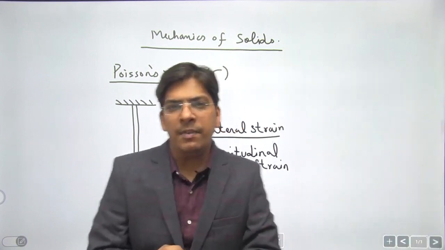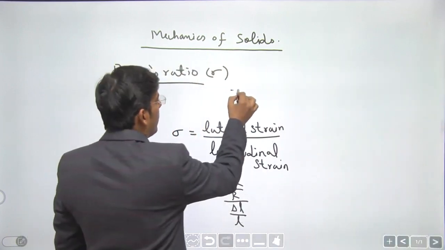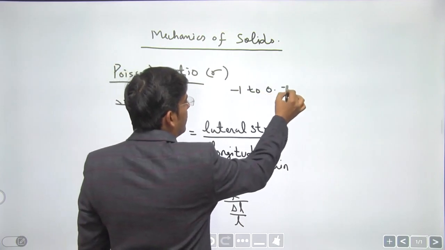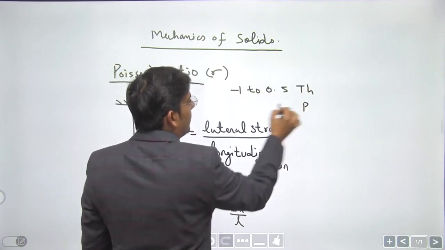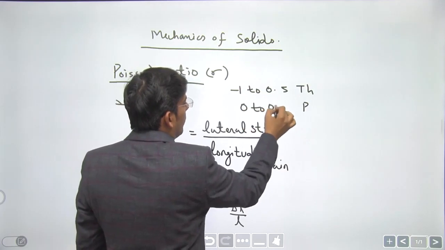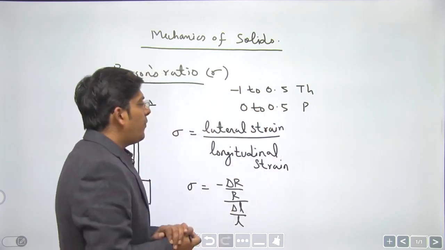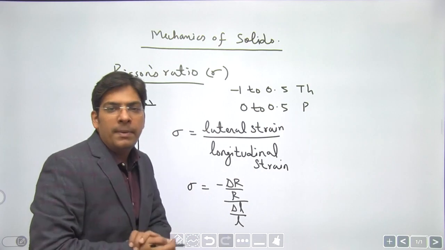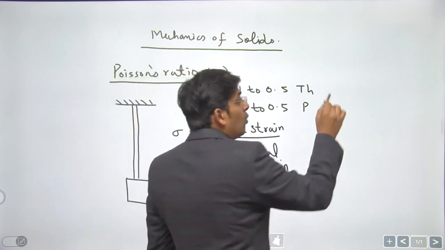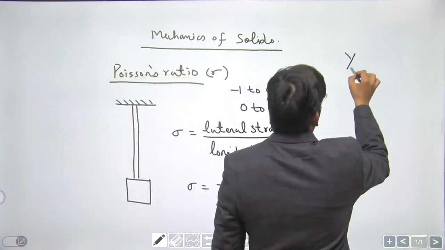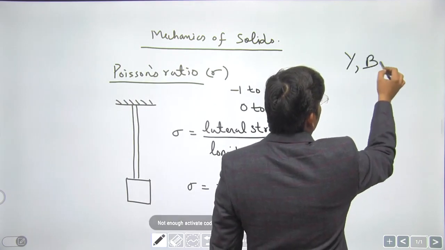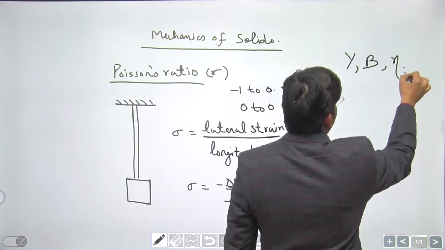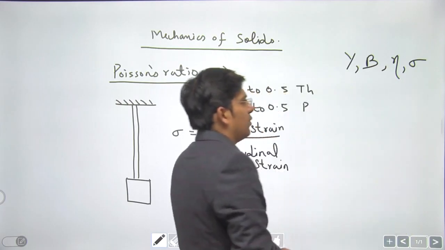Now theoretically the value of Poisson's ratio is from -1 to 0.5. This is theoretically, but practically its value is from 0 to 0.5. Okay. So far we have discussed almost the complete chapter, dear students. Now we must know these symbols. This is Young's modulus of elasticity, bulk modulus, modulus of rigidity, and Poisson's ratio.